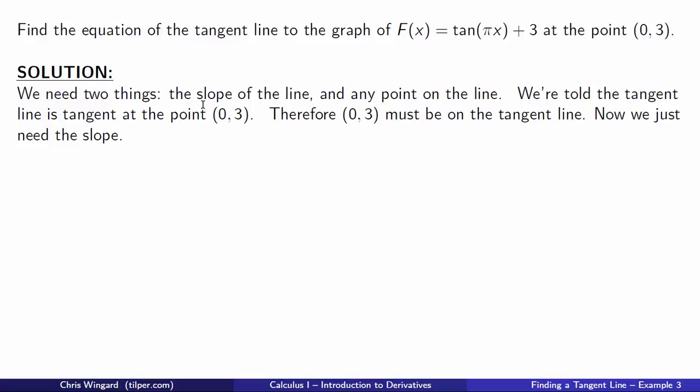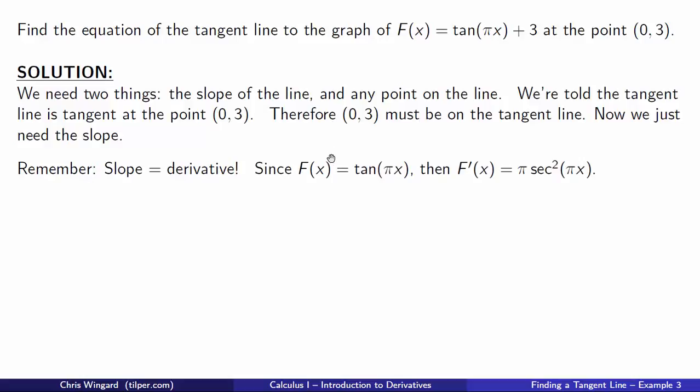And how do we get the slope? We remember that slope is derivative. So the slope of the tangent line at a specific point is the same thing as the derivative of the function at that same point. Since capital F of x is tangent of pi times x, then F prime of x is pi times secant squared of pi x. That's just from the chain rule.